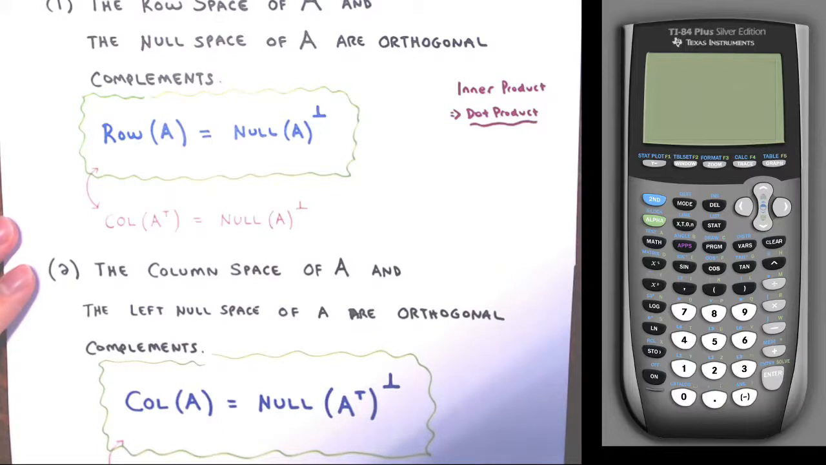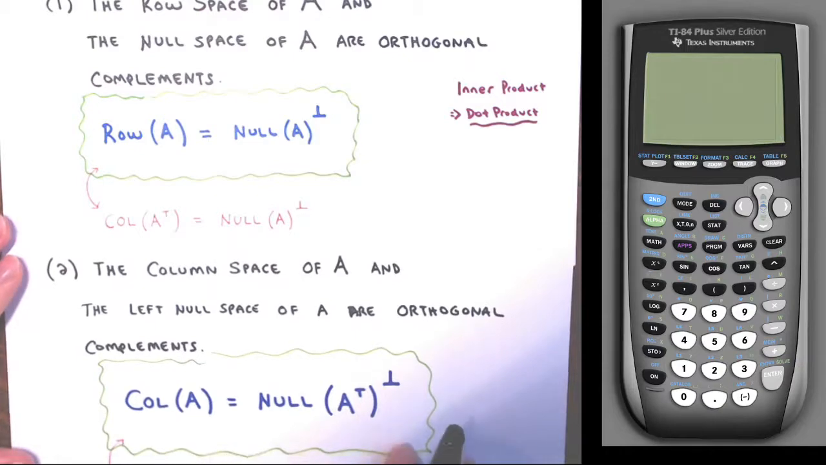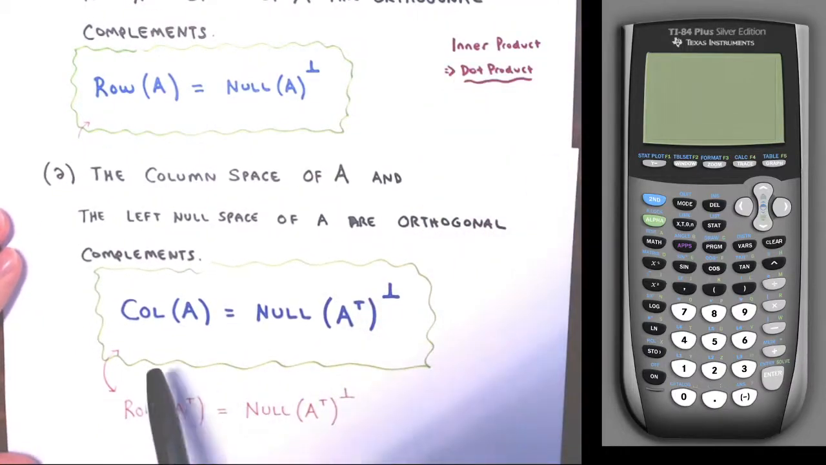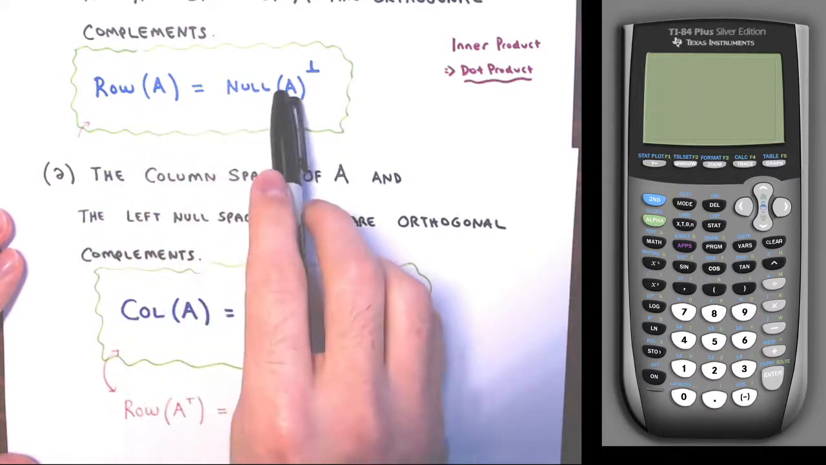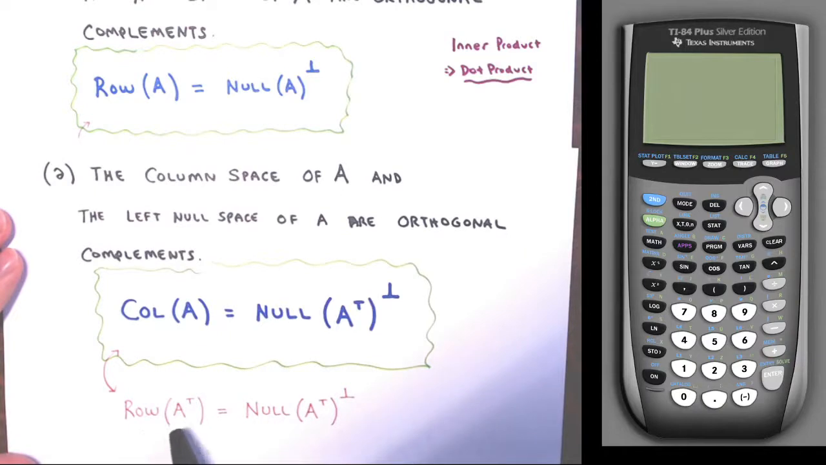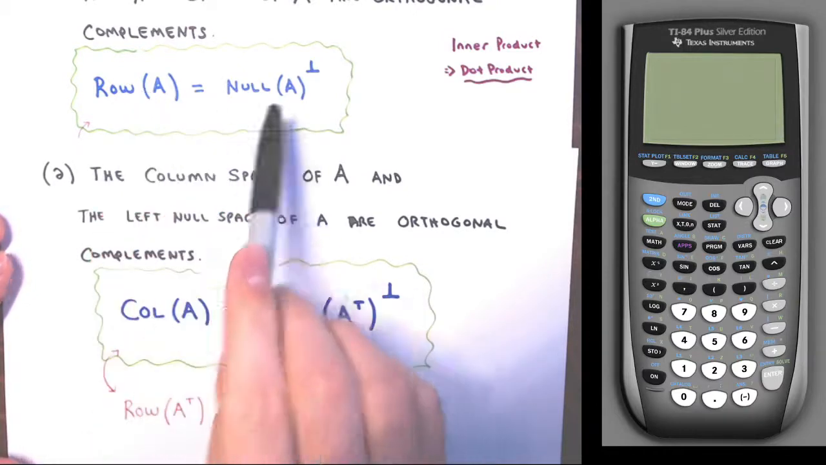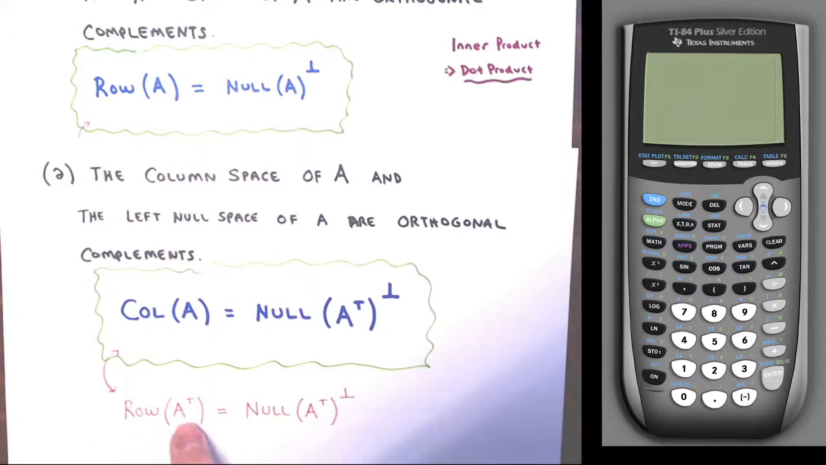But remember, the column space of a matrix is just the row space of the transpose. So another way I could have written this, and you see how this is exactly the same statement as statement 1, is that the row space of A transpose is the orthogonal complement of the null space of A transpose. That's saying exactly the same thing as the first statement. The row space of a matrix and the null space of that same matrix are orthogonal complements. Every vector in one space will be orthogonal to every vector in the other space.